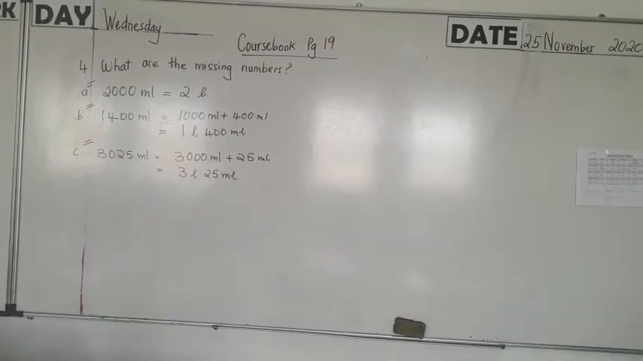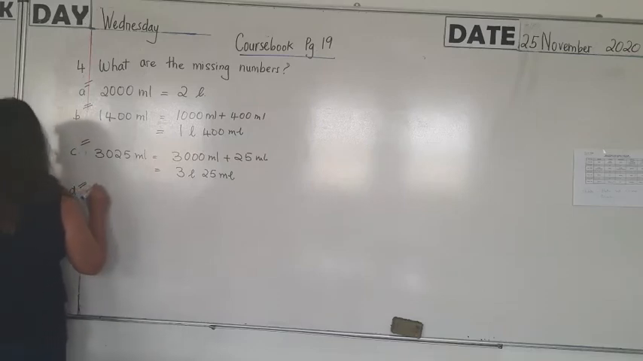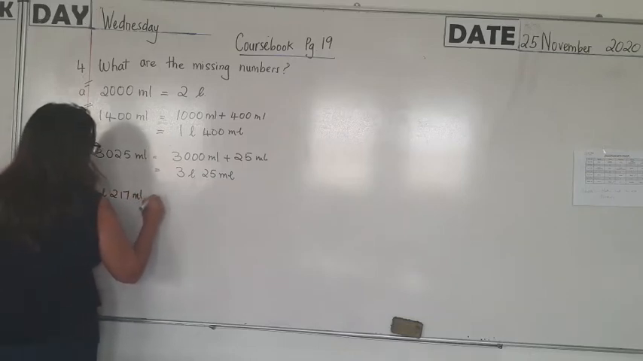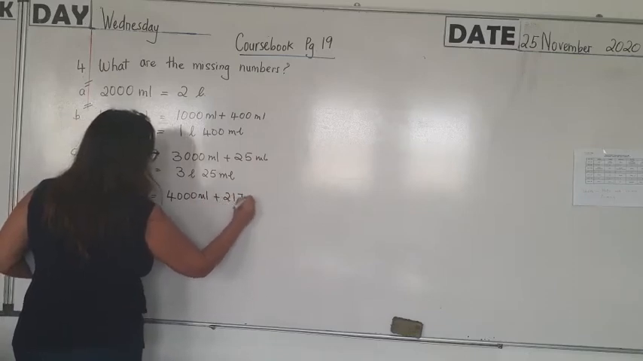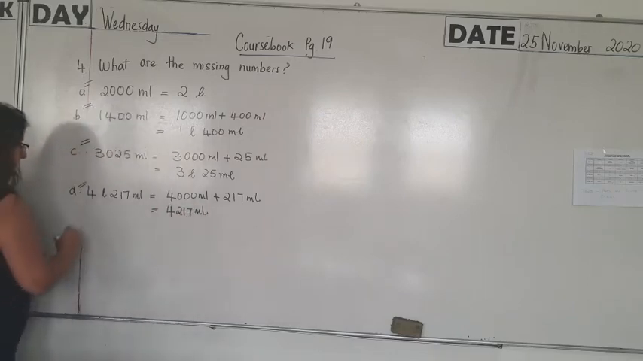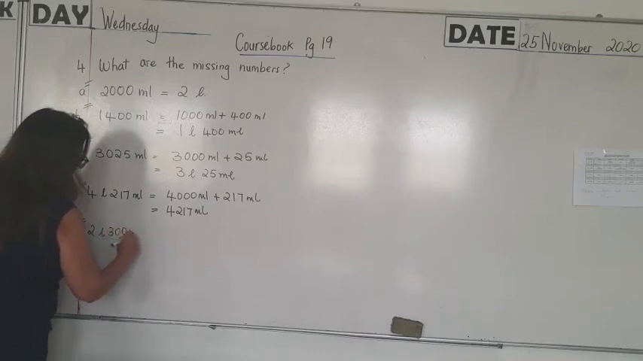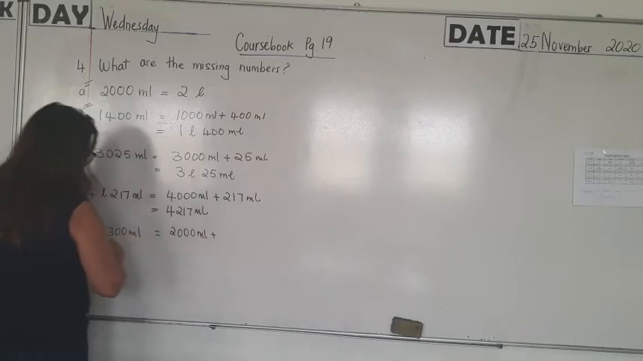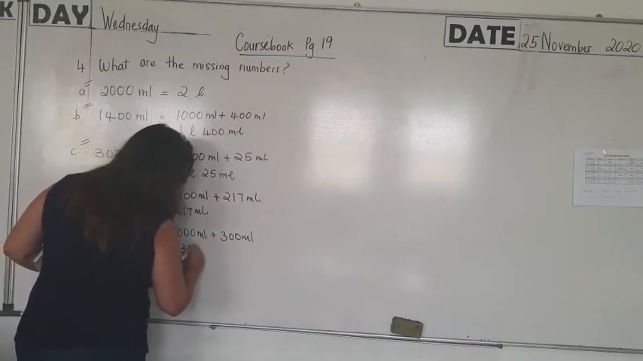Okay, then D, alright, is 4 liters and 270 ml. So, 4 liters is 4000 ml plus 270 ml. Is equal to 4,270 ml. Then E, 2 liters and 300 ml. So 2 liters is 2,000 ml plus 300 ml is equal to 2300 ml.